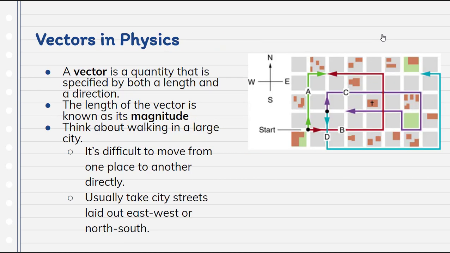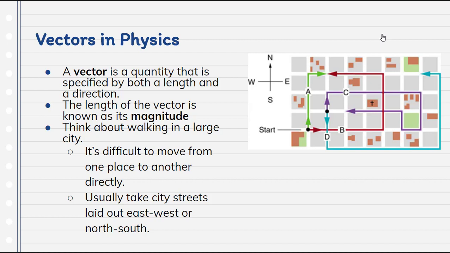So let's talk a little bit about a vector. A vector is a quantity that is specified by both a length and a direction, and the length of this vector is known as its magnitude. So think about walking around in a large city, a large downtown metropolitan area.